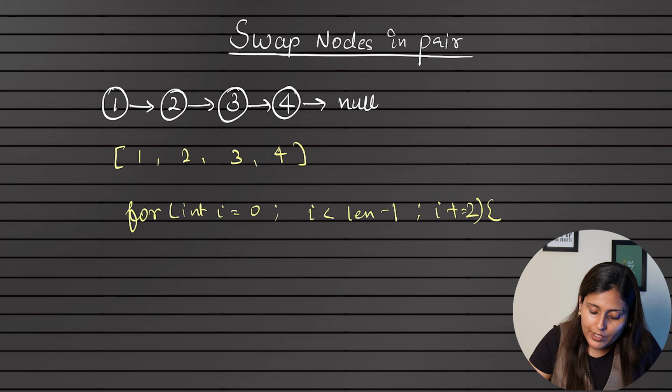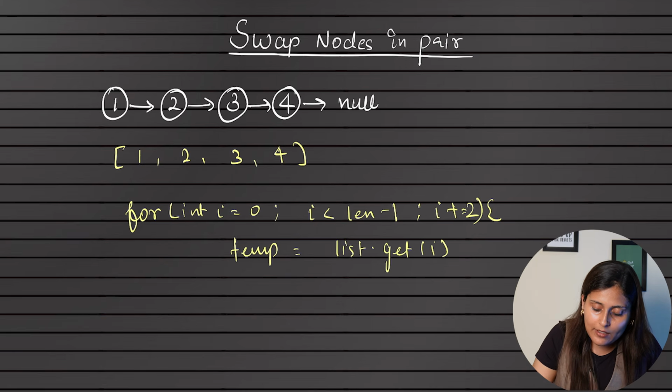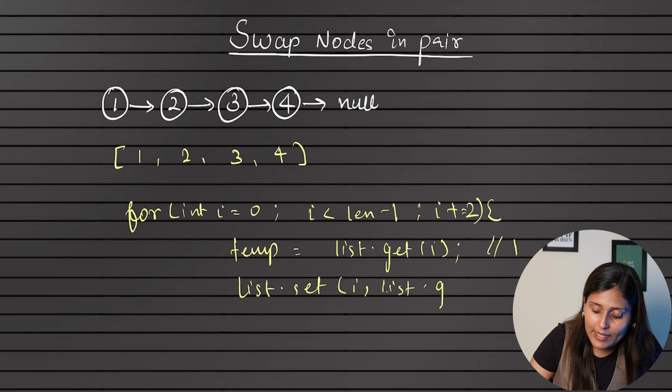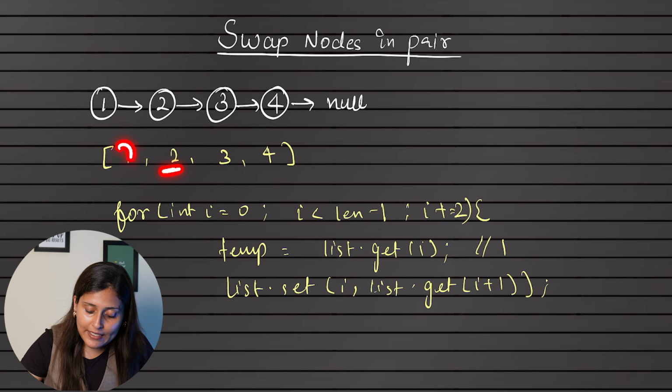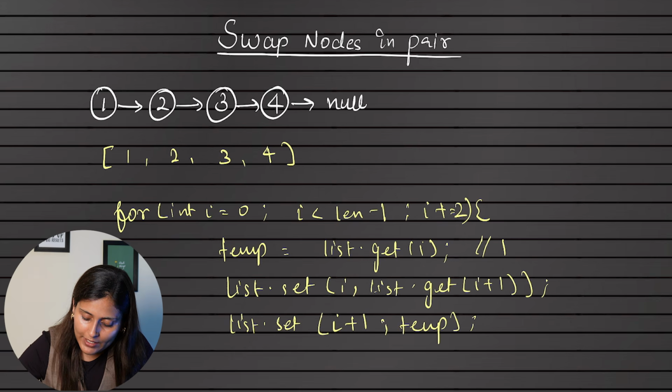Yes. Now what we will do, in our temporary variable we will save whatever is there at list dot get i. At the ith index what do we have? 1, so 1 will get saved here. Now in the list we will set at the ith index, but what will we set? Whatever is there at the I plus 1th index, correct? Means 2 you have set here. Now at this location, I plus 1, what do you have to set? Whatever is there in the temporary variable. So we will write list dot set at the I plus 1th index, and the value will be whatever we have stored in our temporary.